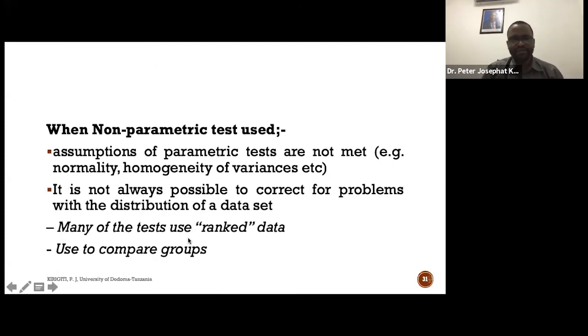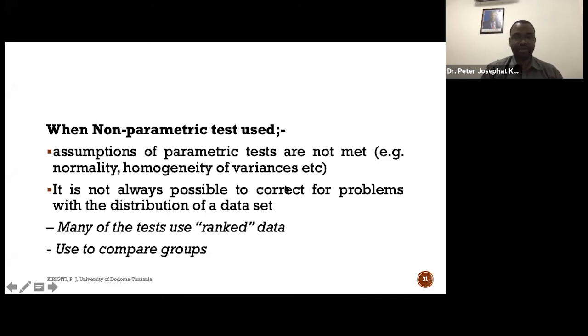So we have just a brief here that it is not always possible to correct for problems with the distribution of data. That's why we make use of the non-parametric test, in which, in most cases, the assumptions of parametric tests are not made. That means it is not necessary for the data to be normally distributed or the variance to be homogeneous or equal. That's when we make use of non-parametric tests.